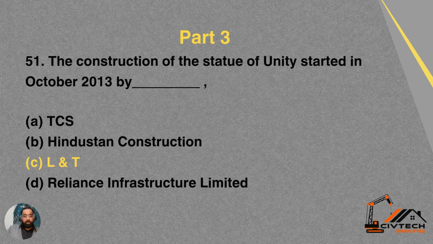It's part 3. We have so far covered 50 MCQs under this topic. Question number 51. The construction of Statue of Unity started in October 2013 by dash. Option A TCS, option B Hindustan Construction, option C L&T, option D Reliance Infrastructure Limited. So who was the construction company who started constructing the Statue of Unity? It's L&T. Option C is the correct answer for this question.